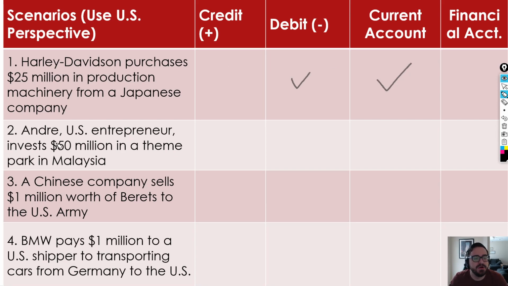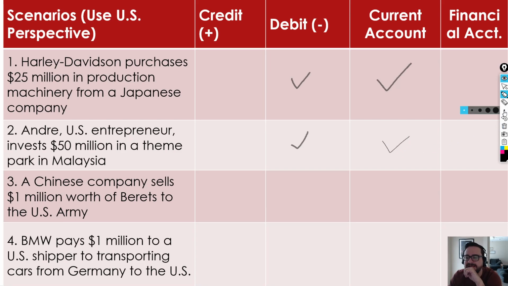Okay, second scenario. Andre, a U.S. entrepreneur, invests $50 million in a theme park in Malaysia. Okay, credit or debit? The money is leaving America here, so debit. Current or financial account? Is this an import or export? No. Is it investment income? Maybe. It says the word investment there, so it's possible. It's tricky. Because if he buys the theme park, I would say it's a financial account, it's an asset. If he's just investing, though, I would say that is investment income.